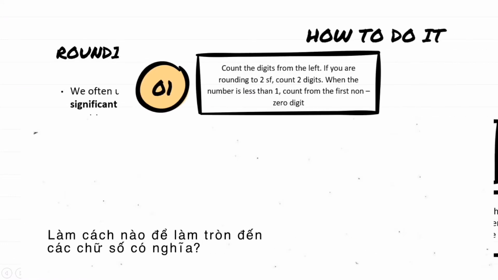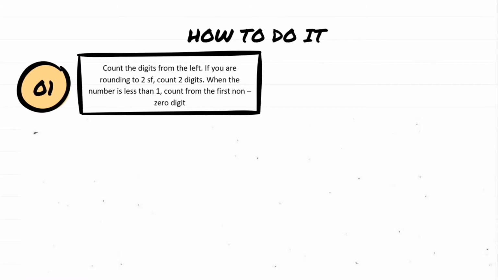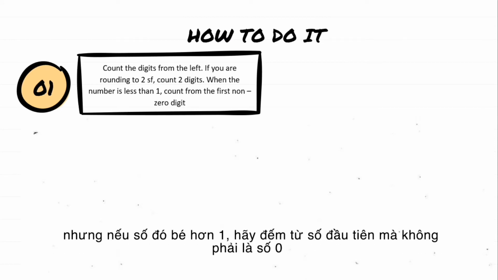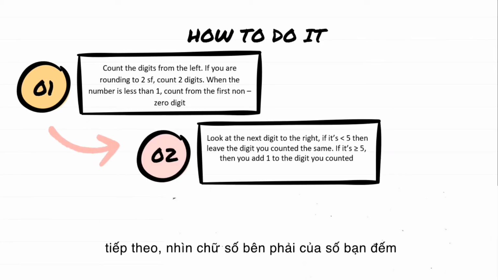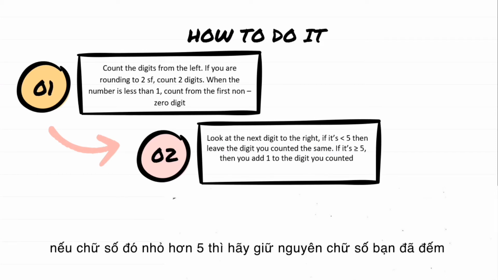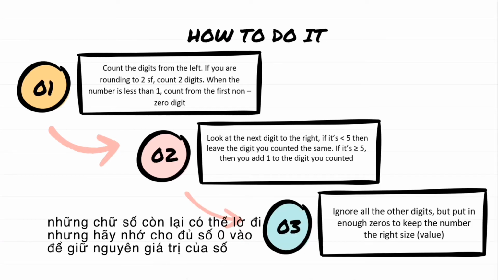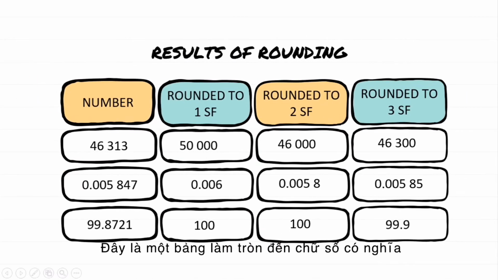So how exactly do we round to significant figures? First, count the digits from the left. If you are rounding to 2 significant figures, count 2 digits. However, when the number is less than 1, you will need to count from the first non-zero digit. Then look at the next digit to the right. If it's less than 5, then leave the digit you counted the same. But if it's greater than or equal to 5, then you add 1 to the digit you counted. You can ignore all the other digits, but make sure to put in enough zeros to keep the number the right size. Here is the table of rounding to significant figures.